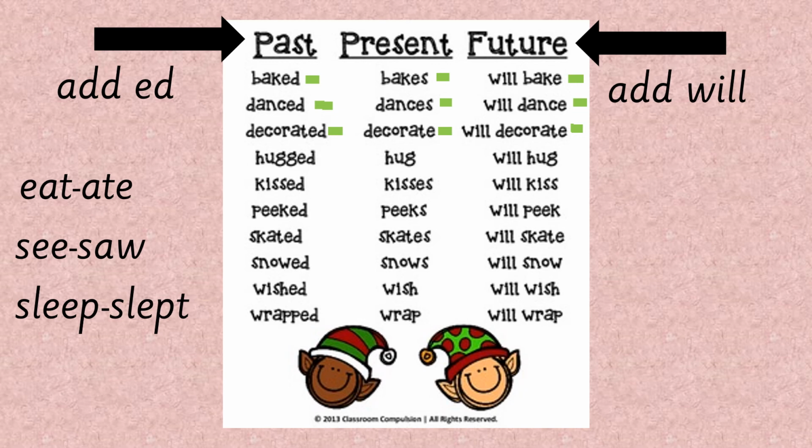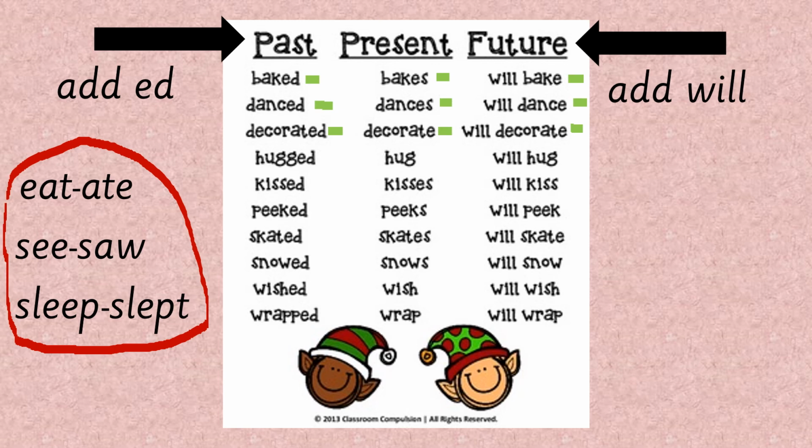Past, add ed. But because English is definitely one of the trickiest languages, there are always some exceptions. So if you have a look on the left-hand side here, where I'm drawing a circle around, sometimes in the past, the words actually change totally. So if you have the word eat, in the past tense, you'd say, I ate. You don't say, I eated my lunch. You say, I ate my lunch. See changes to saw. You don't say, I seen a leopard yesterday. You say, I saw a leopard.